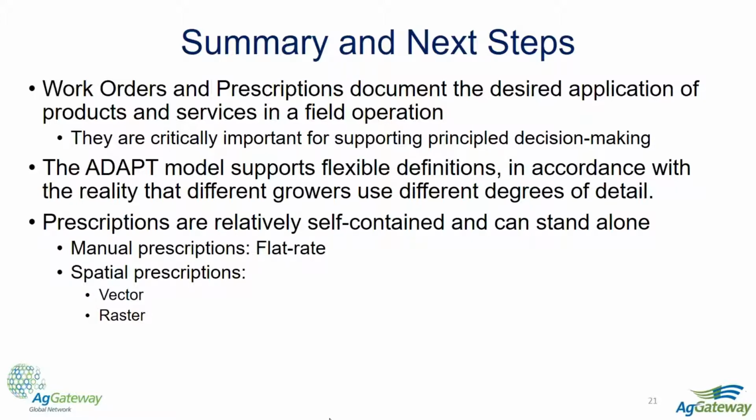So we saw manual prescriptions and how they're a way of conveying flat rate information. And then we saw spatial prescriptions that are a way of showing how the rate for all the different products being used can vary over space, whether you're defining that space in terms of vector shapes or in terms of a raster grid.